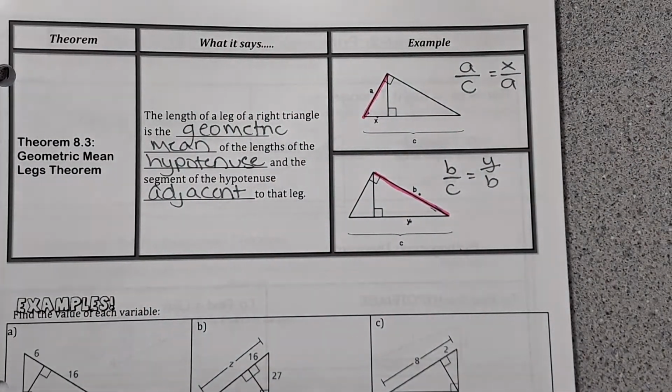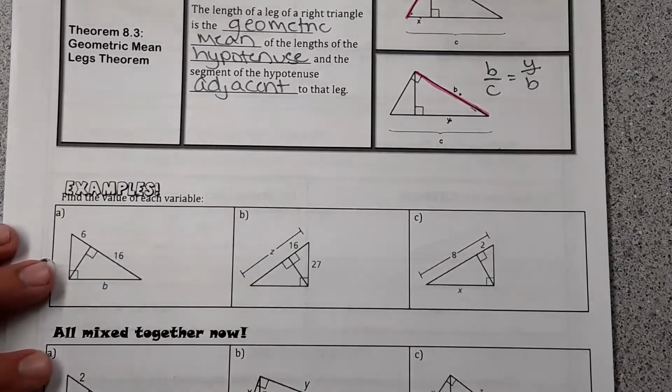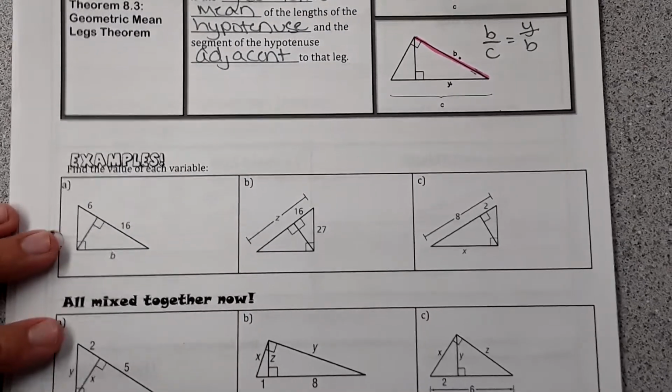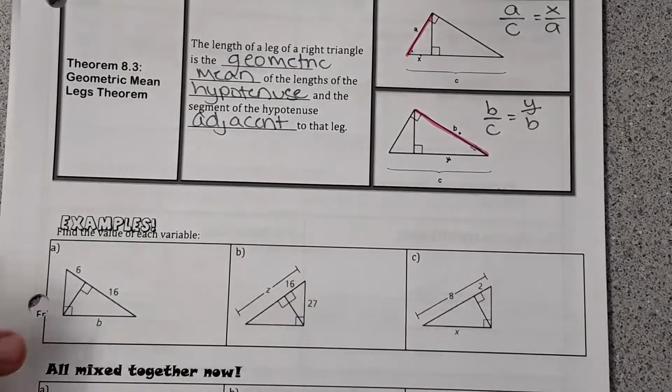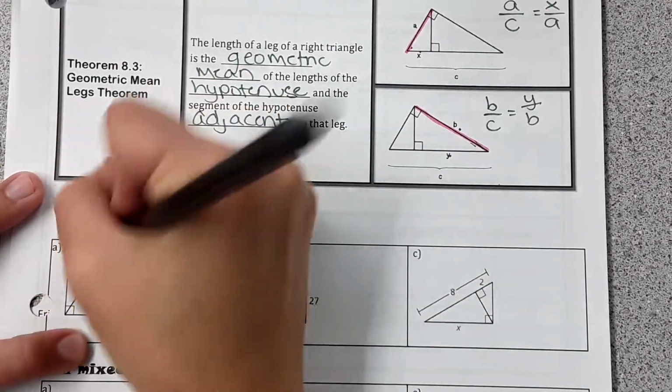And yes, we're gonna practice this. We have the examples now. Now we have to actually do the math with it. Okay, so the first example, I do need the length of this hypotenuse, so I can add 6 plus 16 to get 22.